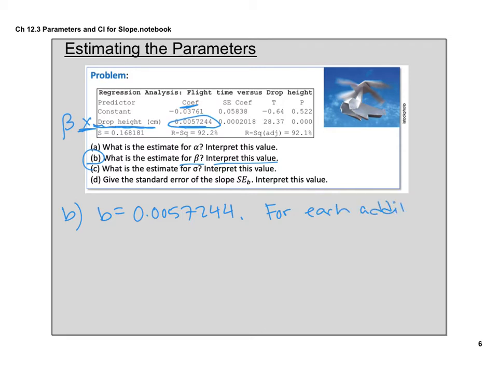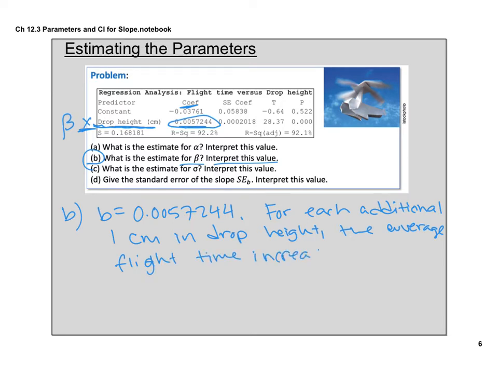What that means, if we interpret it, is that for each additional 1 centimeter in drop height, the average flight time increases by 0.0057244 second.